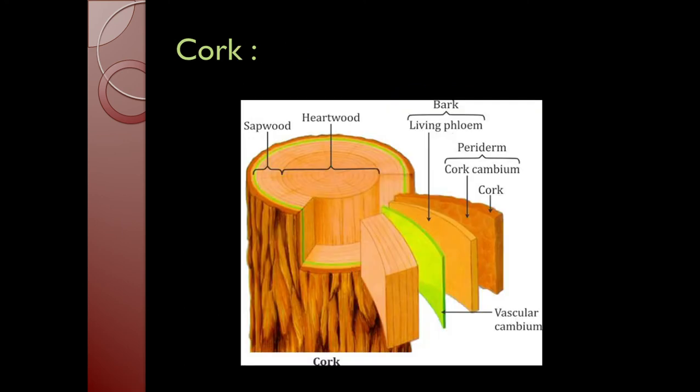Next is cork. As the plant matures and grows old, it exhibits an increase in girth due to secondary growth. It takes place by the activity of the lateral meristem. Here in this figure, you can see the structure of cork. The secondary growth takes place by the activity of lateral meristem and cork cambium that produces cells internally and externally by tangential divisions. As a result of the secondary growth, the epidermis of the stem or root becomes incapable of expanding along the circumference.